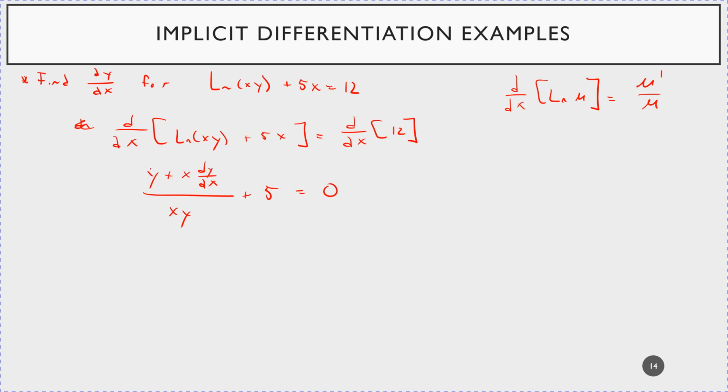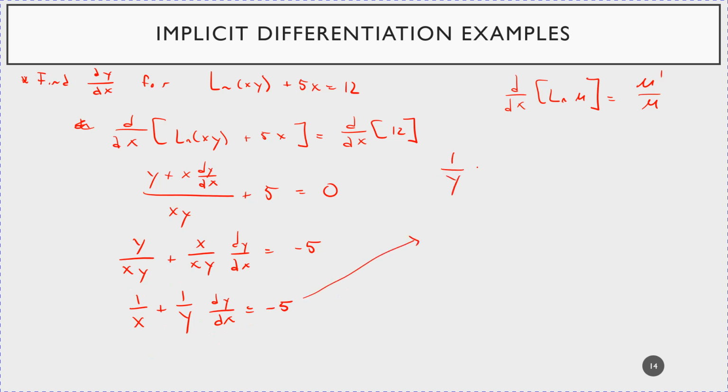So to solve this, what you're actually going to do, check this out, you're going to split this up. So you have y over xy plus x over xy dy/dx. I'm just going to move this over to start, minus 5. So what's going to cancel here, right? The y's. So you're going to be left with 1 over x plus, and then here you have 1 over y dy/dx is equal to minus 5. So I'm going to subtract the 1 over x over. So I have 1 over y times dy/dx is equal to minus 5 minus 1 over x.